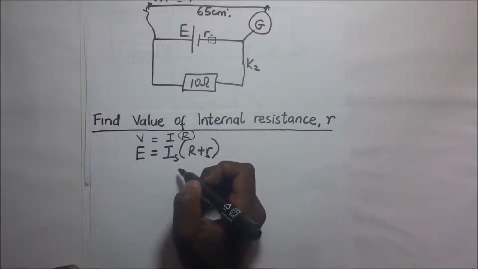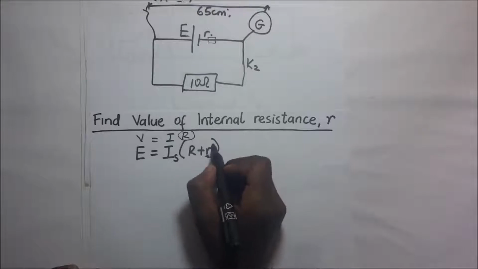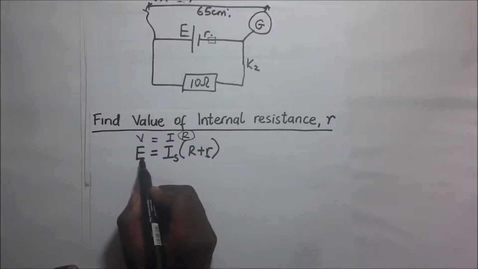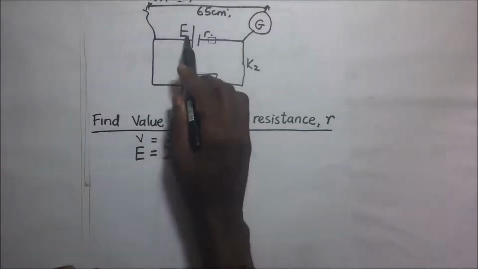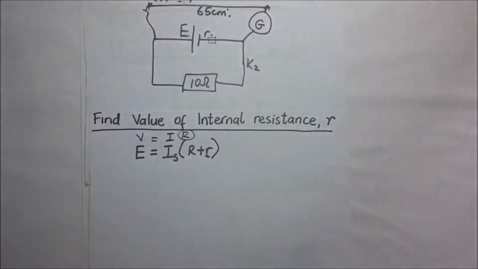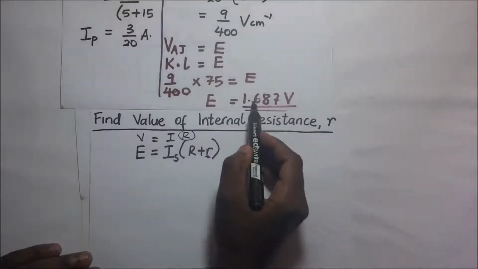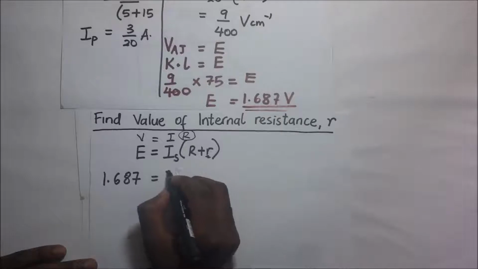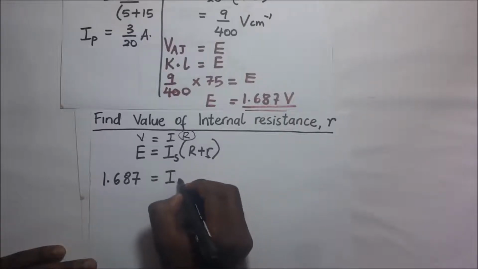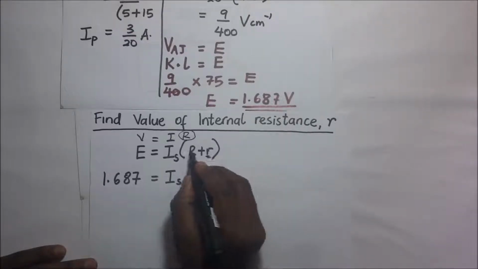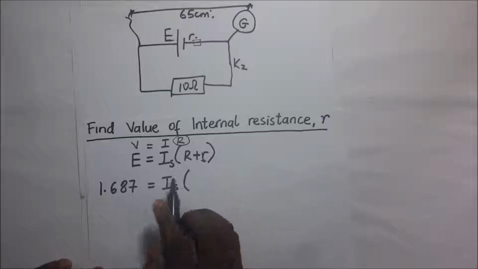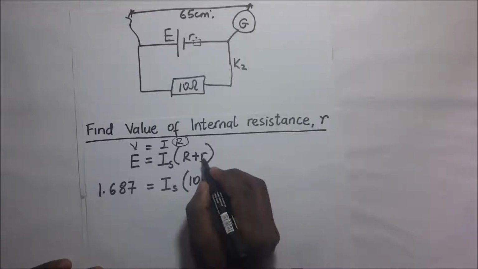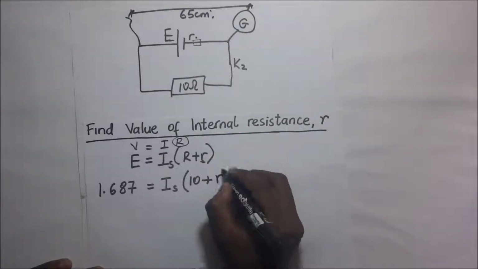Now, what are we interested in? We want to find the small r, the value of the internal resistance of that cell. We got the EMF in our previous question. We got our EMF as 1.687. So 1.687 is going to be equal to the current flowing through the secondary circuit multiplied by the resistances. The resistance in this case is 10 ohms plus the internal resistance r that we want.